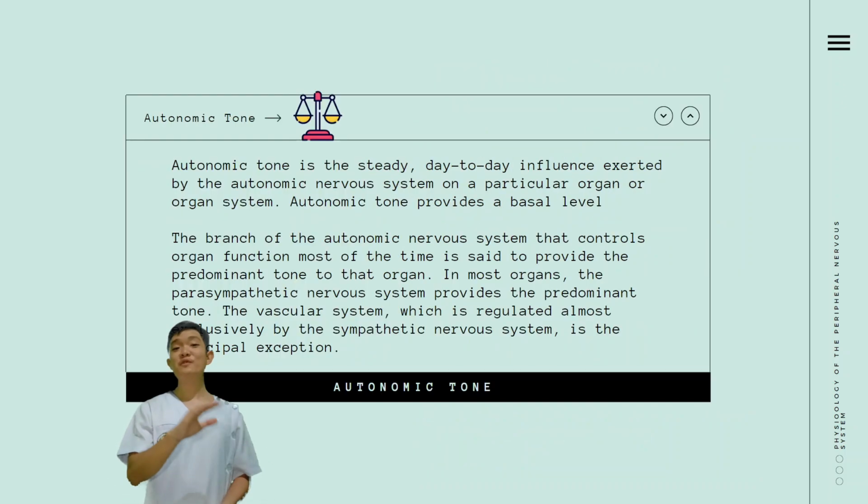Autonomic tone refers to the background level of activity of the autonomic nervous system that maintains organ system function. Predominant tone refers to the higher baseline activity level of either the sympathetic or the parasympathetic division in a particular organ or tissue.